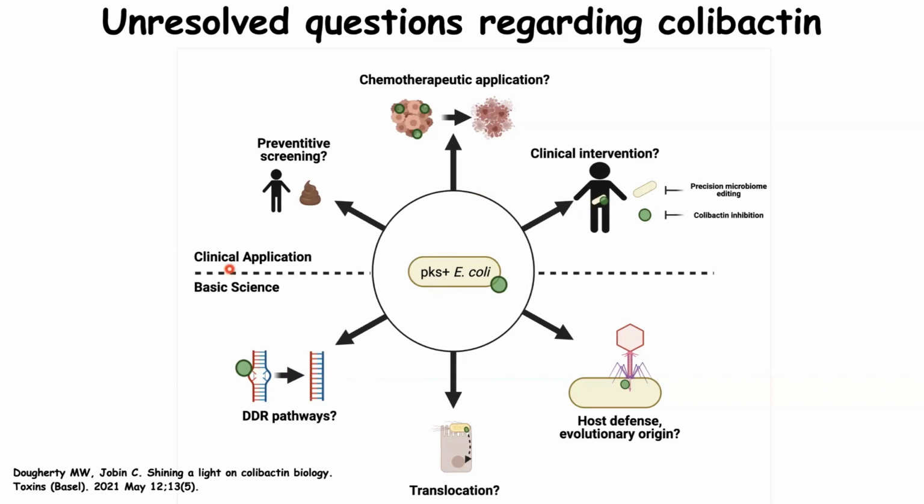In the basic science, we are not sure what DNA damage response pathway is induced by colibactin. We don't know how this molecule gets into mammalian cells to cause DNA damage and potential cancer. And we don't know why the bacteria is producing this colibactin. We have no certainty of the function of this compound. So a lot of research is still needed.